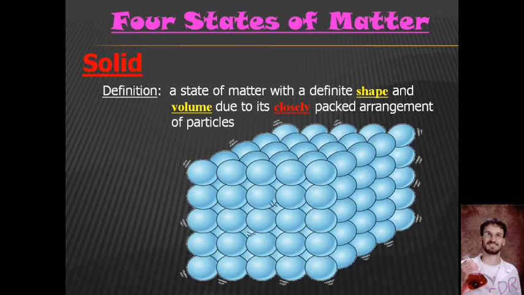Solids by definition have a definite shape, which means their shape doesn't change on its own, and they have a definite volume, which means, if you have something that is 6 cubic centimeters and you leave the room and come back, it's going to be 6 cubic centimeters. It's not going to change depending on where you put it.